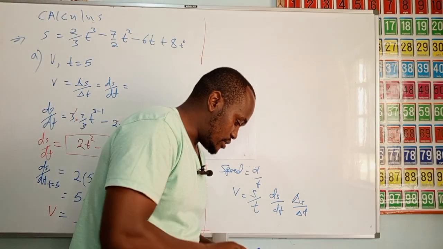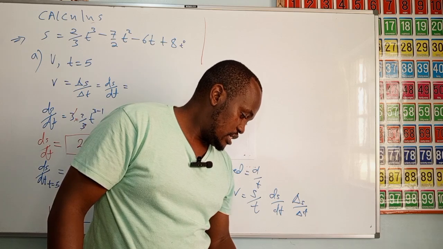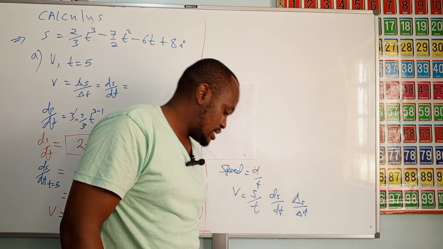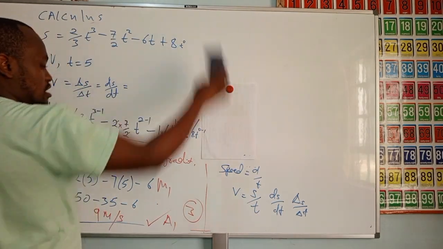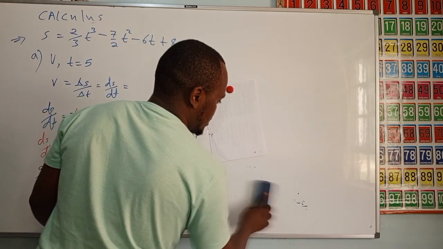We go to the next question. Find the time, t seconds, when the particle is momentarily at rest. We are being asked to find t when the particle is momentarily at rest.